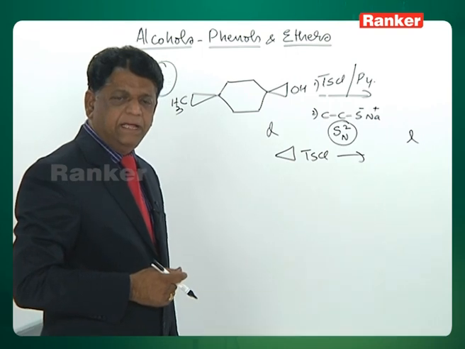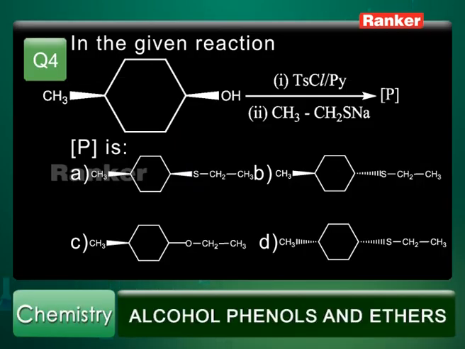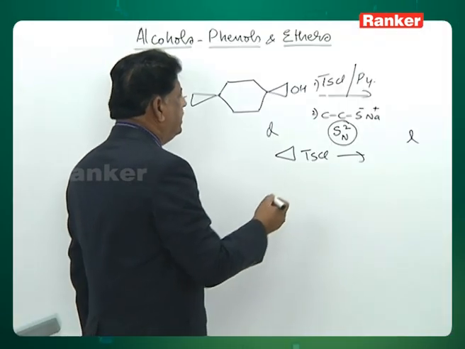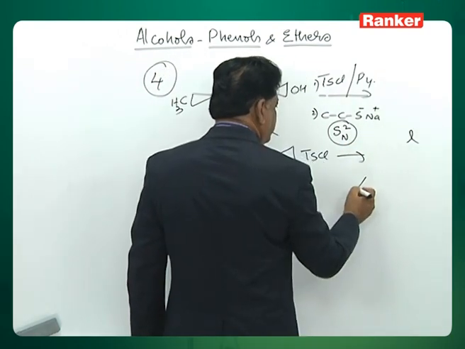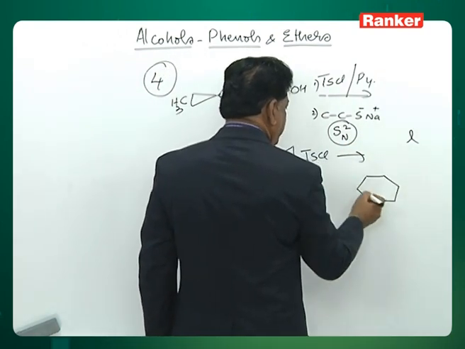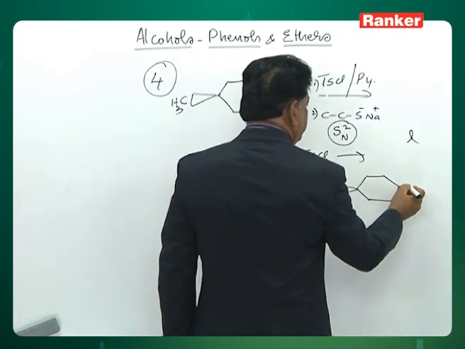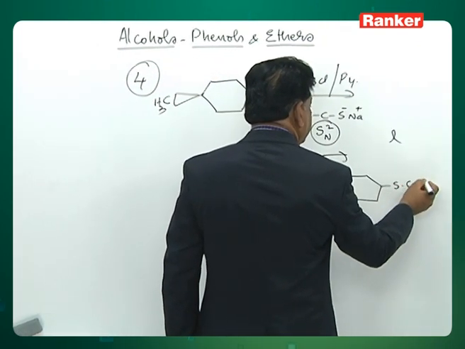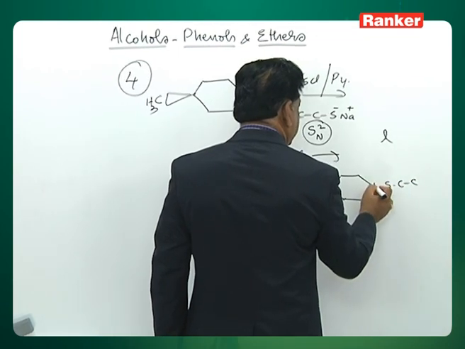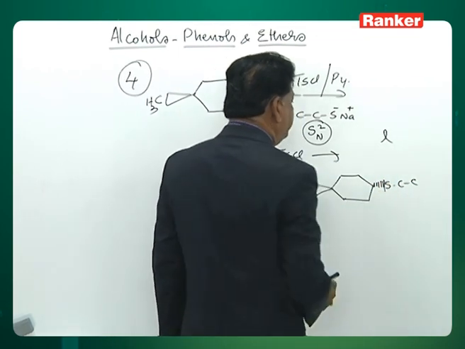That SCH3. So methyl should be on this side, and S and ethyl should be on that side. So answer B is the right answer. In answer B, what is the answer given? A benzene, methyl is on this side only, but the substituted group S with the ethyl is on that side. That side means an alpha bond is chosen.